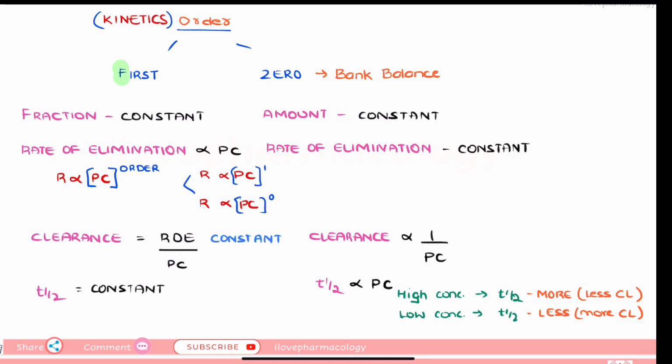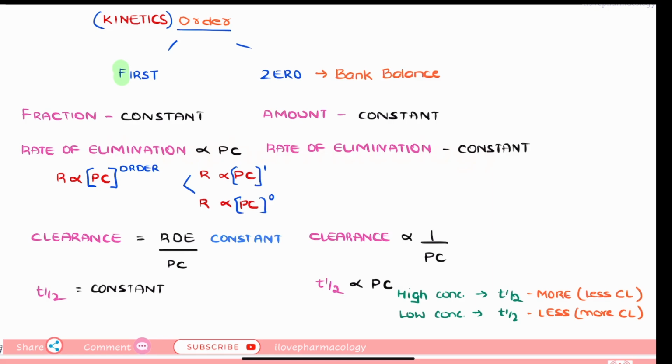For example, if 50% of the drug is eliminated in 1 hour, then 50% of the drug will be eliminated in the second hour also, based on the plasma concentration present. Whereas in zero order, the constant amount means if you take the amount of elimination to be 20 out of 100 molecules, that means the amount of elimination per hour will remain constant. That is, 20 molecules will be eliminated per hour.